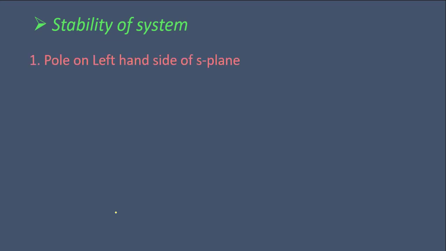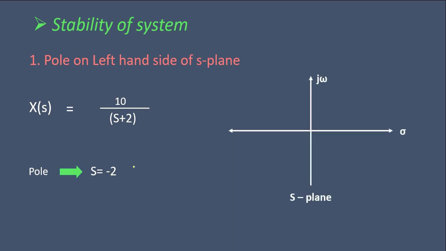Now first we have poles on the left hand side of the S-plane. So I have a transfer function which is given as X of s is equal to 10 upon s plus 2. We know the roots of the denominator are the poles of a transfer function. If you substitute s plus 2 is equal to 0, you will get the pole at s is equal to minus 2. Now we can plot this pole on the S-plane.